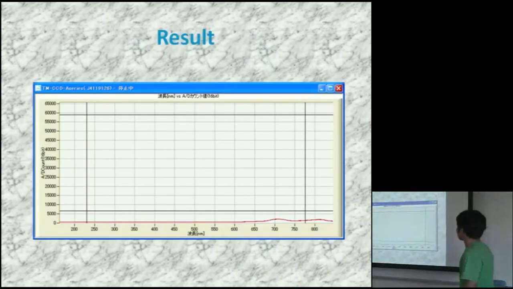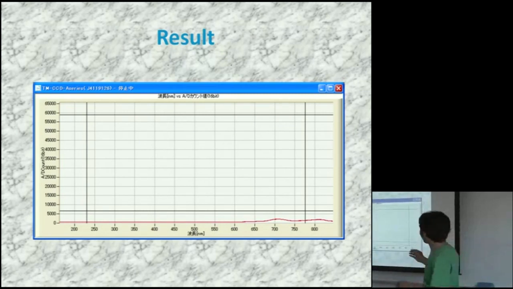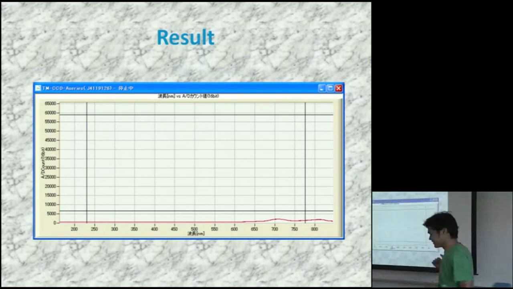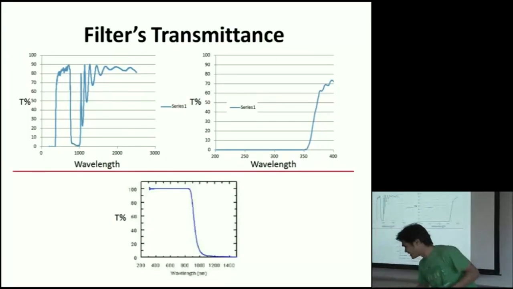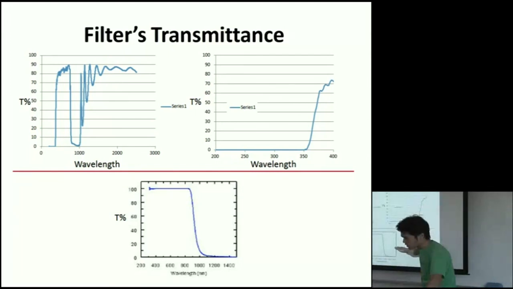And this is the result. There is no result. That's my problem. Even though I use 3 light sources, there is no intensity. Also, I want to use a filter like this to avoid the high temperature; the spectrum of the filter is like this.